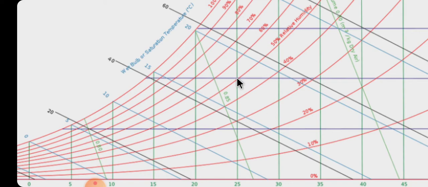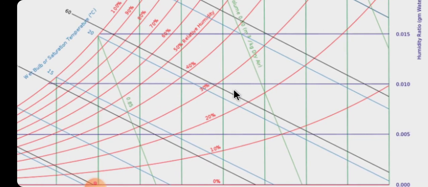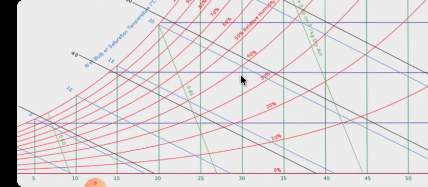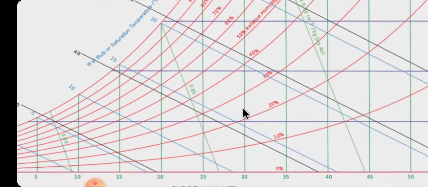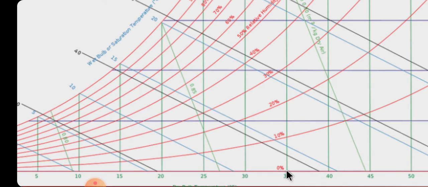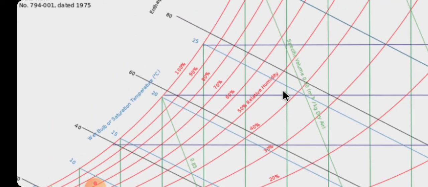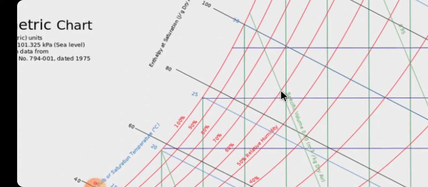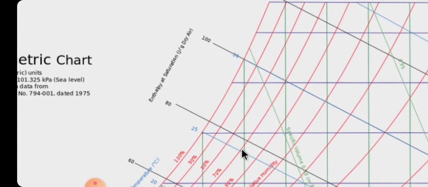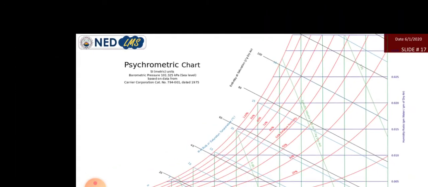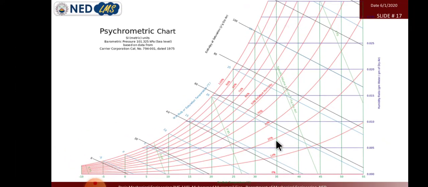To achieve that point, let's consider the normal condition of Karachi weather. We don't have a very high temperature but very high humidity. Let's suppose we have 35 degrees centigrade and the humidity level is around 80%, like here. So this is 35, and 80% humidity lies at this point. You can see that our design point is very far from the current weather conditions.